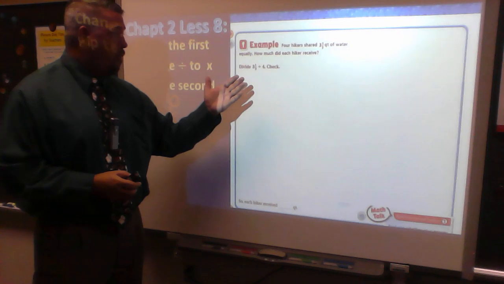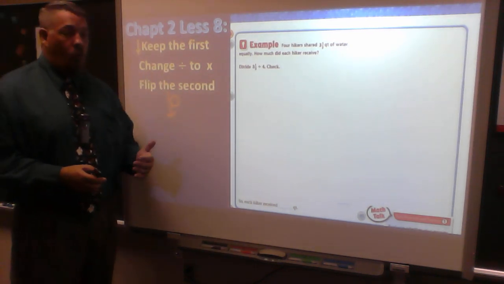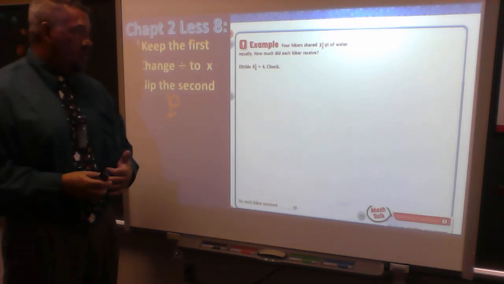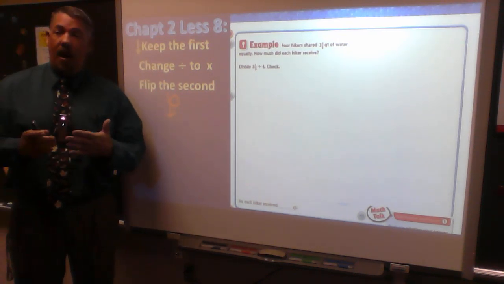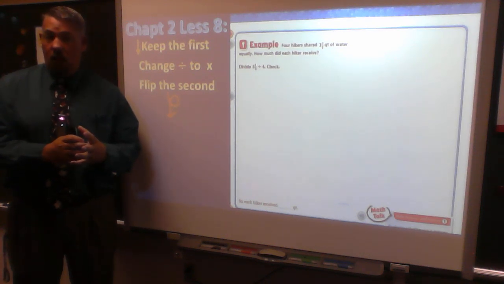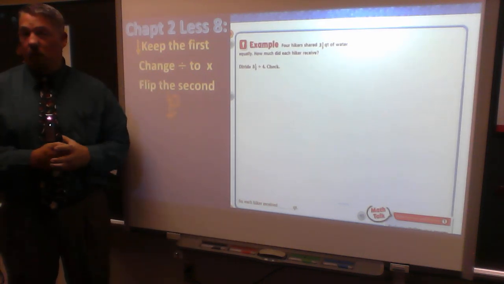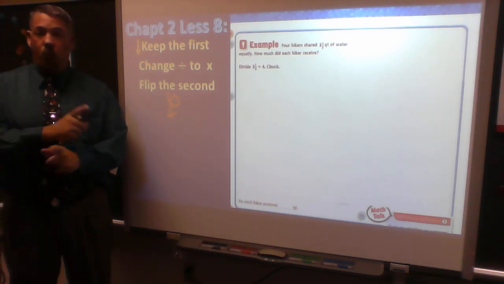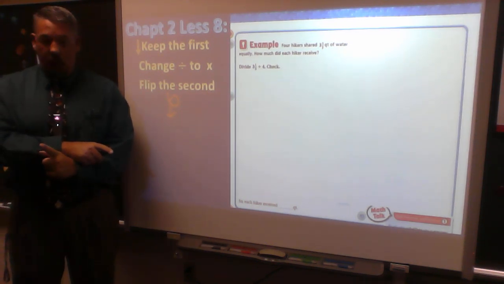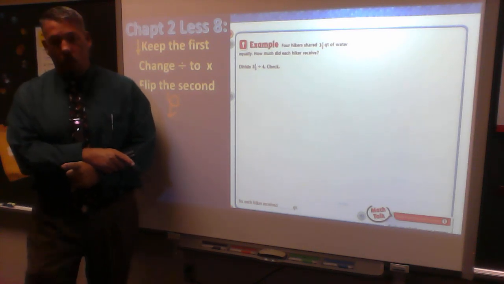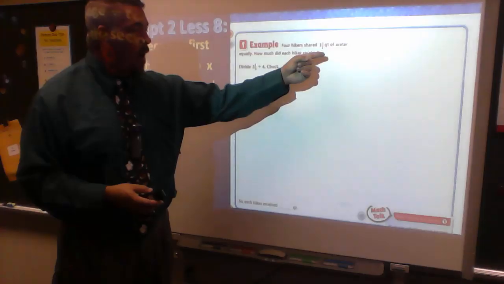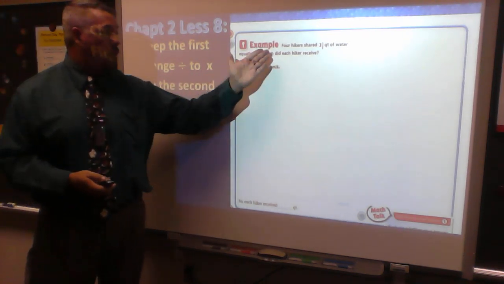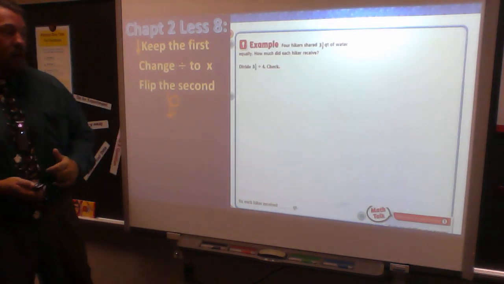All right, so in this story problem, it says 4 hikers shared 3 1/3 quarts of water equally. How much did each hiker receive? Once again, I have to start with the amount that's there, the amount that I'm going to break apart, then I know how to set them up correctly. Because if I switch them, I end up with a completely wrong answer. So I have 3 1/3 quarts of water, and I'm going to divide it amongst 4 people, and that is the way they set it up for us.